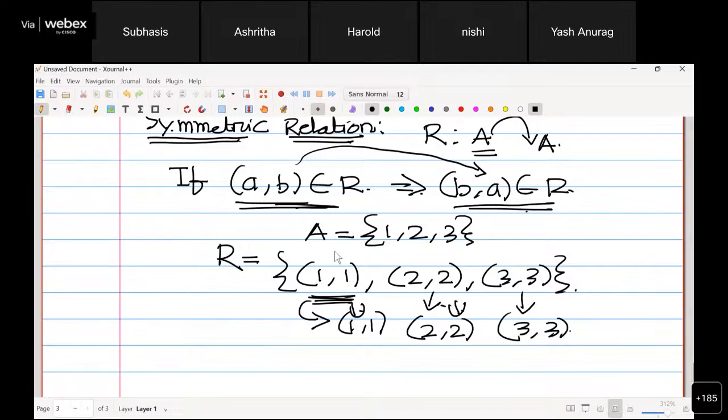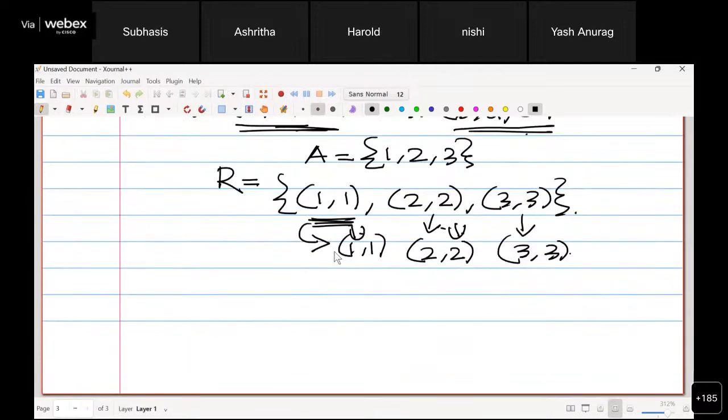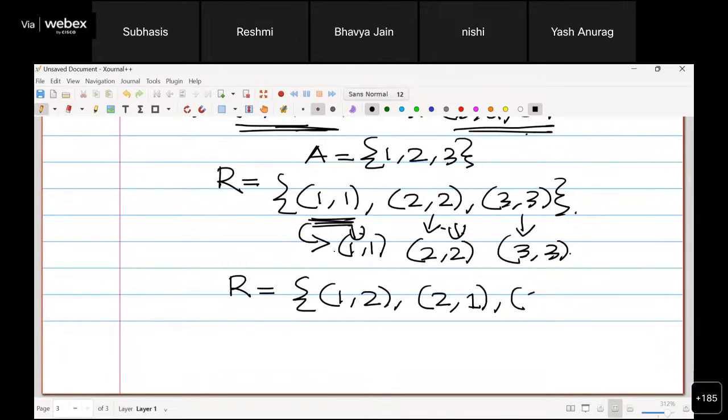Please mute yourself. Sir, if there is a 1 comma 3 and if we flip that, then 3 comma 1. I'll come to that. Just take one more example. Let's say 1, 2, 2, 1, 1, 3, and 1, 2.